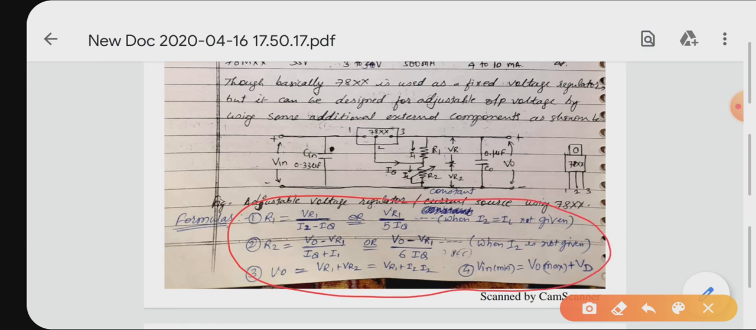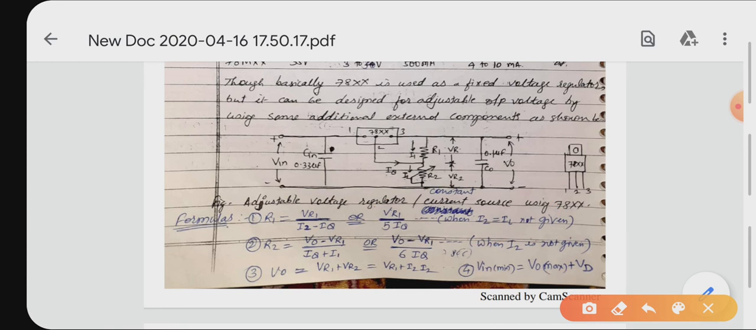So, important formulas for solving problems based on an adjustable voltage regulator, or you can say a constant current source, using IC 78 series or 79 series. Simple analysis is given in the notes. R1 equals VR1 by (I2 minus IQ), or VR1 by 5 times IQ. The second formula is to be used when I2 or IL is not given. You have to use this formula.